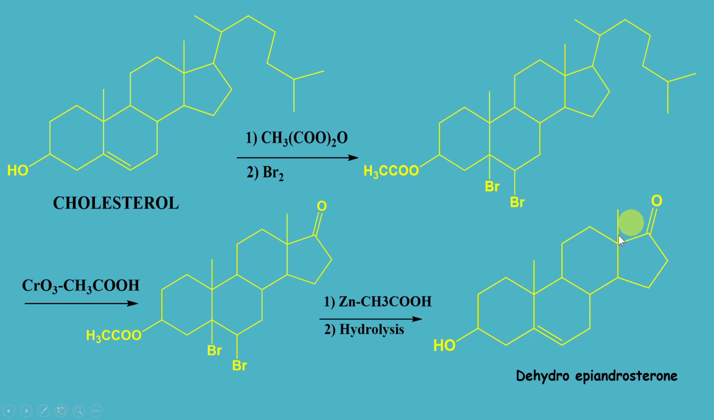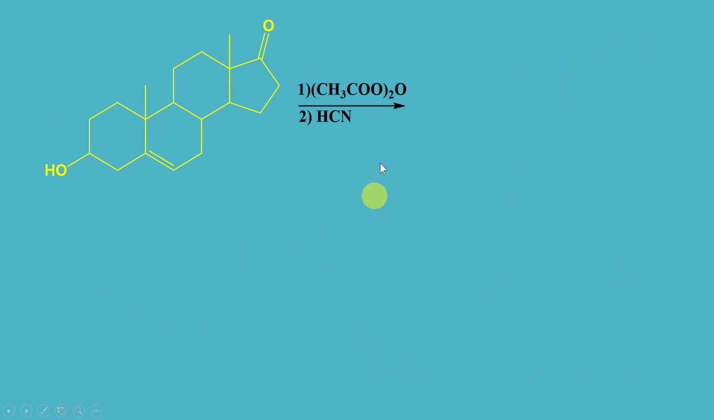This unsaturated alcohol is called dehydroepiandrosterone. Dehydroepiandrosterone, on acetylation with acetic anhydride followed by treating with HCN.